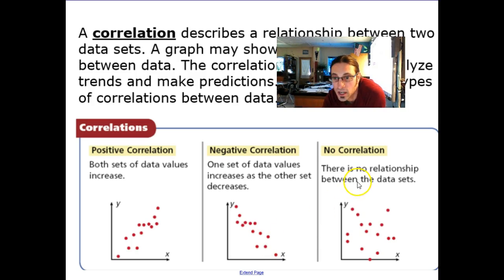No correlation means the data is spread all over the place. The ski runners are going by, so hang in there. Meaning there's no real pattern in the data. Okay, again, if you need to pause the video and get anything, go for it.